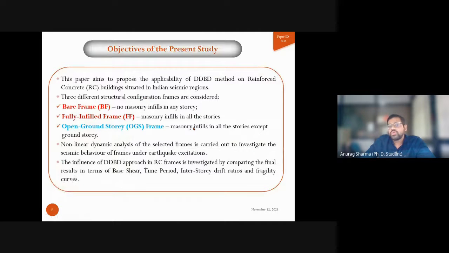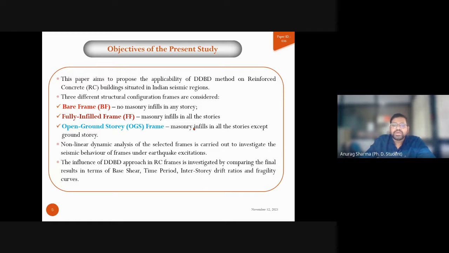As we all know, in India most of the buildings are still designed using the force-based design method. That's why in this paper, we are going to propose the applicability of the DDBD method on reinforced concrete buildings which are situated in Indian seismic regions.